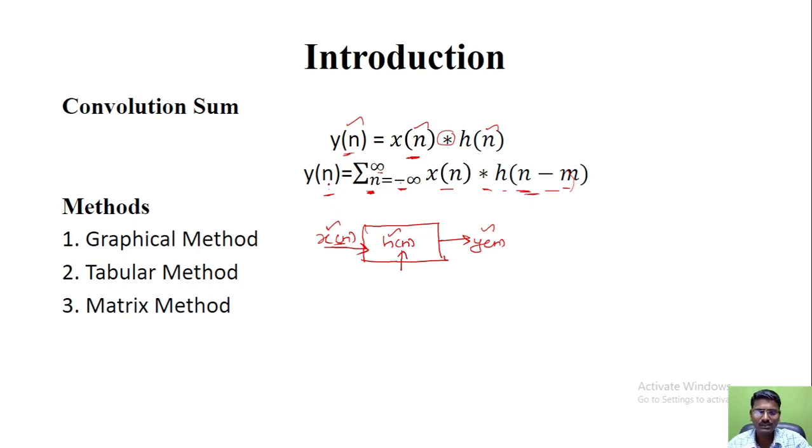To solve this convolution sum, basically there are three different methods. The first method is the graphical method, the second method is the tabular method, and the third method is the matrix method. Among these three methods, the easiest method is the matrix method. So we will solve a problem related to the matrix method, right? So problem number 1.